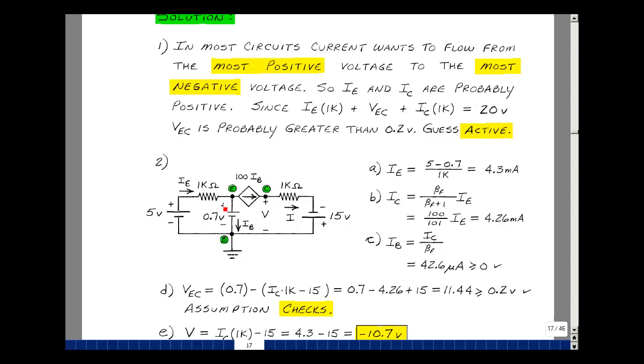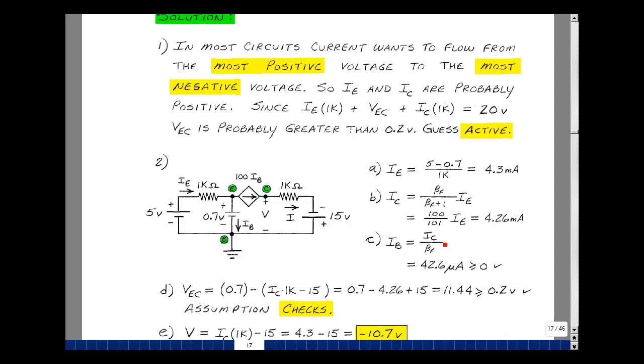Let's solve for this emitter current. It's the current in this resistor, which is between two node voltages. 5 minus 0.7 divided by 1K would be 4.3 milliamps, and that's my emitter current. In the active region, the collector current is the emitter current times beta F over beta F plus 1. In other words, the collector current is a little bit smaller than the emitter current. In this case, it's 4.26 milliamps.